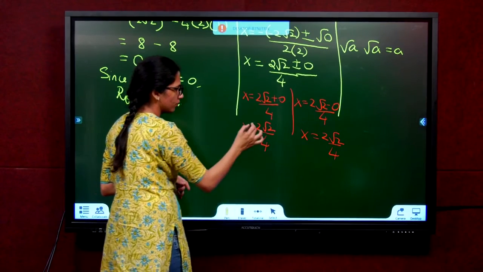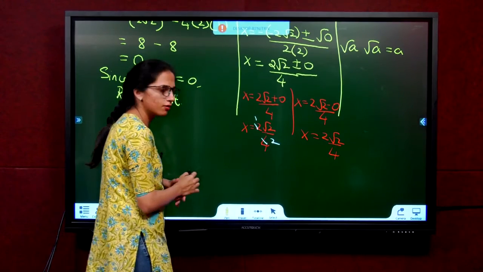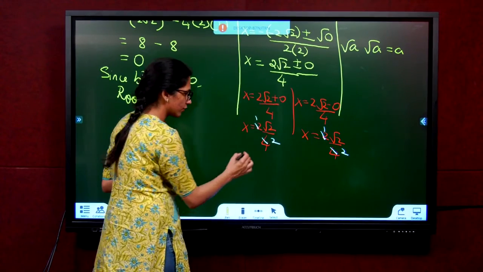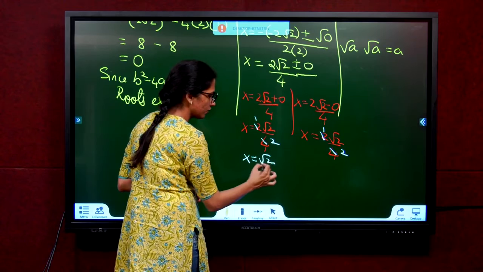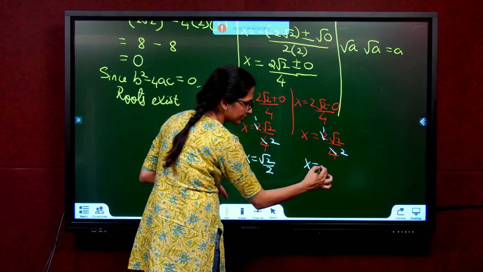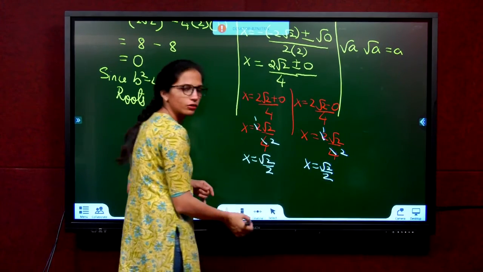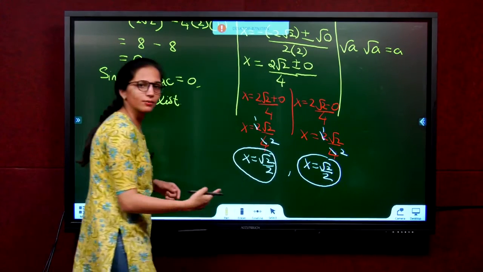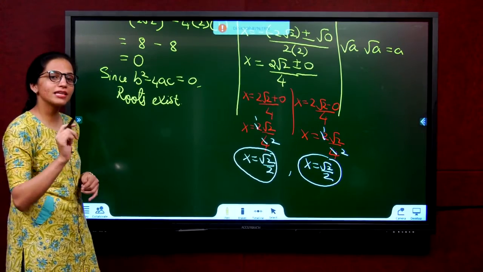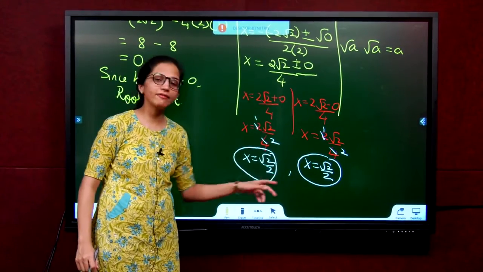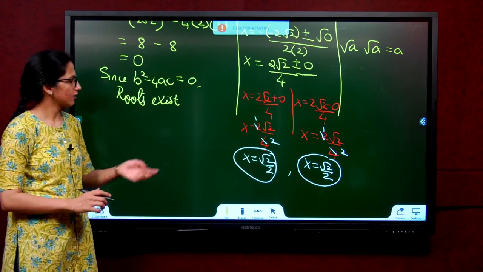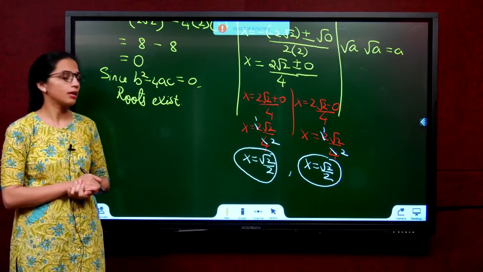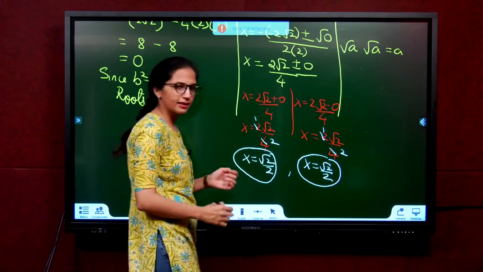2 1s are 2, 2 2s are 4. x is equal to root 2 by 2. Here also x is equal to root 2 by 2. See, I got two roots and the two roots are equal. Whenever b square minus 4ac is equal to 0, you will get same values of x. So therefore, what are the roots? Root 2 by 2 and root 2 by 2 are the roots of the given quadratic equation.